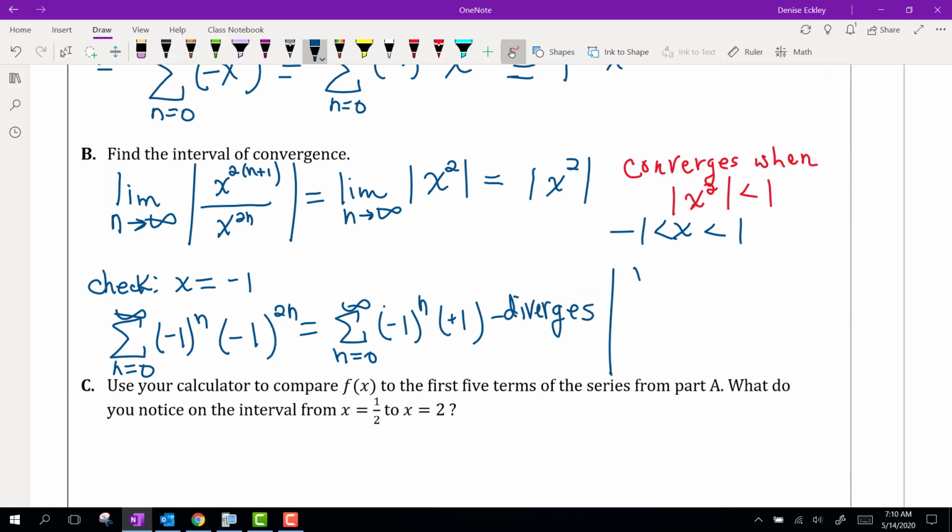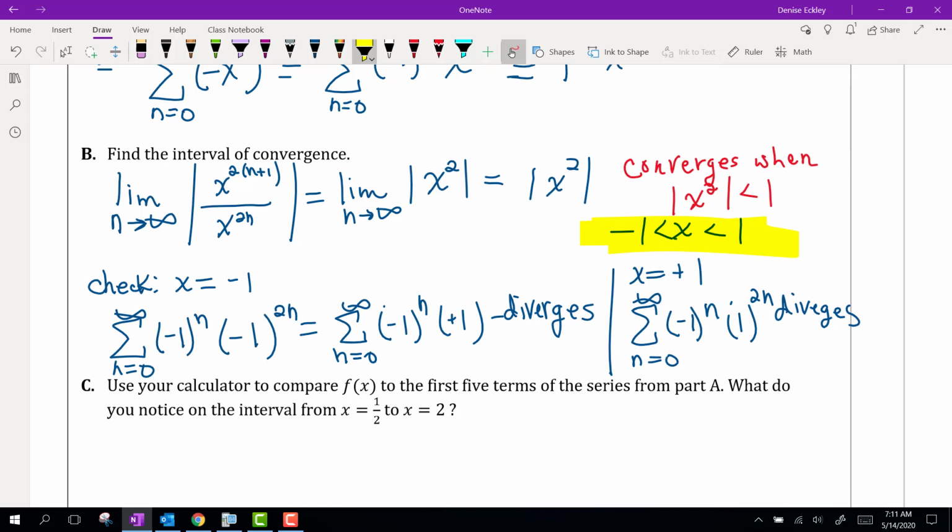And then we're going to check at x equals positive 1. And we're going to have this series. So we're going to have our negative 1 to the n. And then we're going to have the exact same thing, because we're going to have positive 1 to the 2n. So that also diverges, because we're going to get negative 1, positive 1. So our interval of convergence is just going to be this. It's not going to be good at the endpoints.